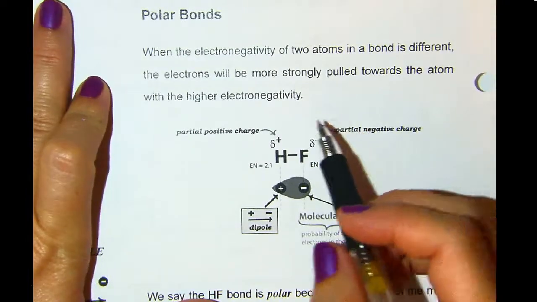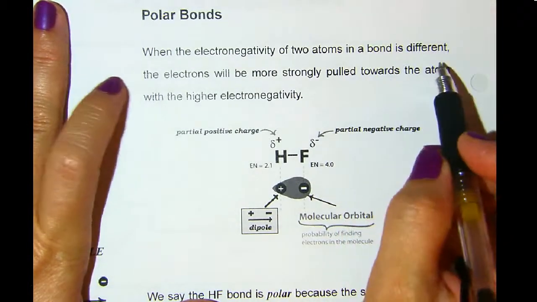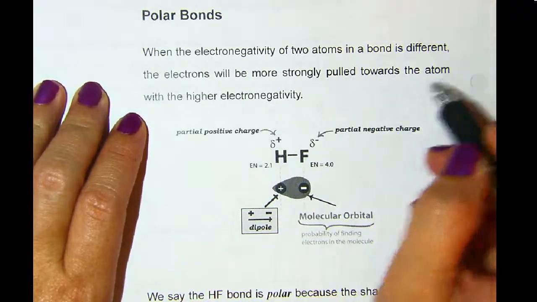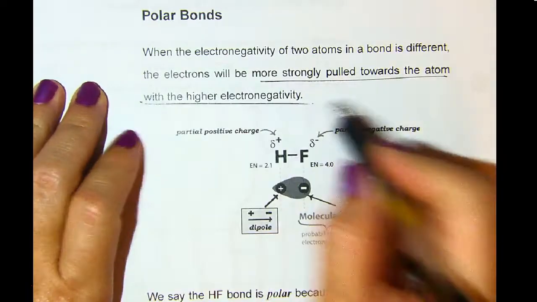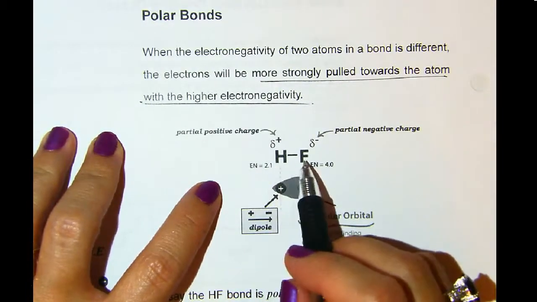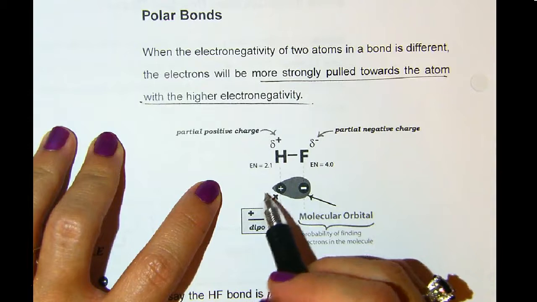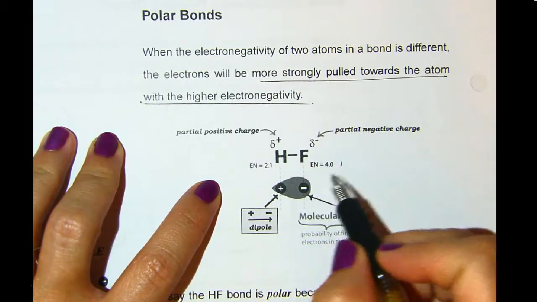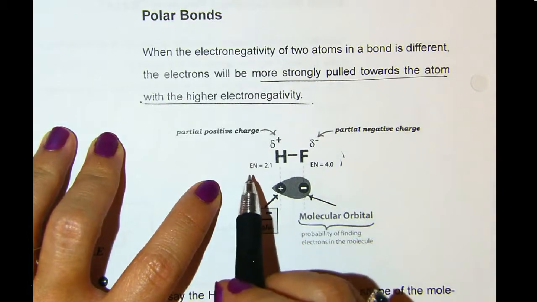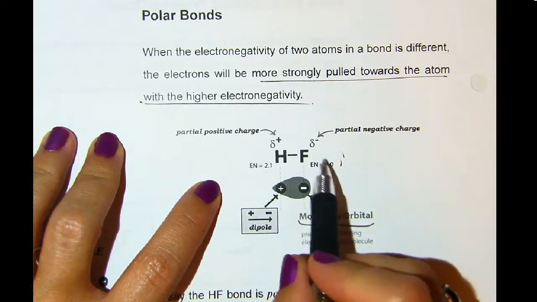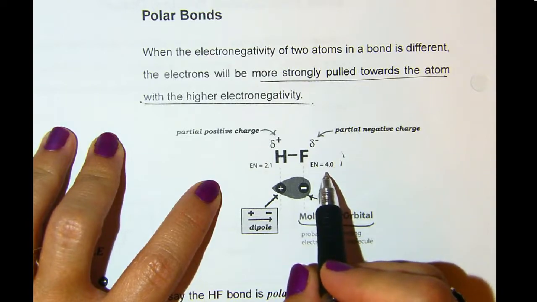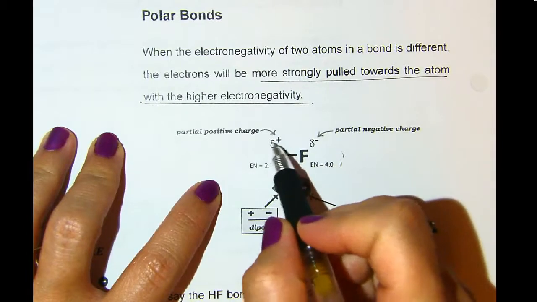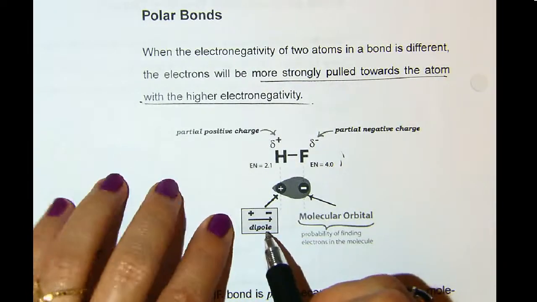Polar bonds. When the electronegativity of two atoms in a bond is different, the electrons will be more strongly pulled toward the atom with the higher electronegativity. So here you have hydrogen and fluorine. Hydrogen's electronegativity is 2.1 and fluorine is 4.0. Because 4.0 is a greater electronegativity, the electrons are going to be pulled towards the fluorine, causing an unequal distribution of charge. You're going to have a partial negative charge on the fluorine and a partial positive charge on the hydrogen. And this is called a dipole.